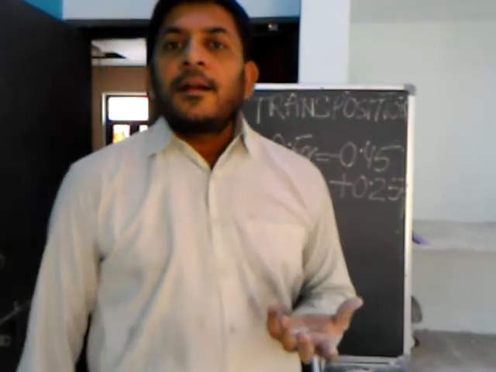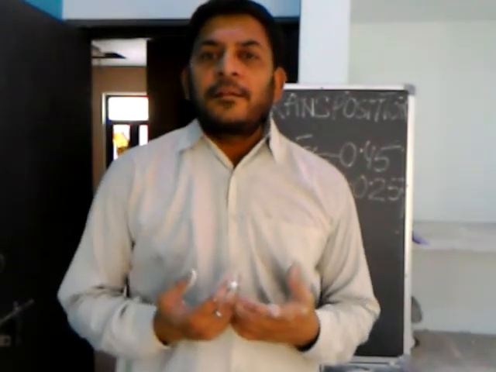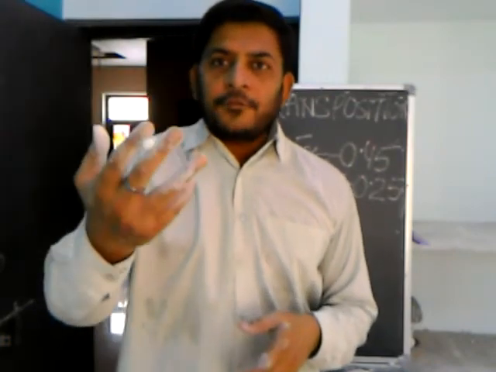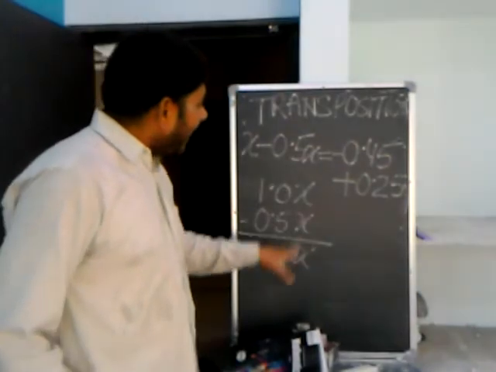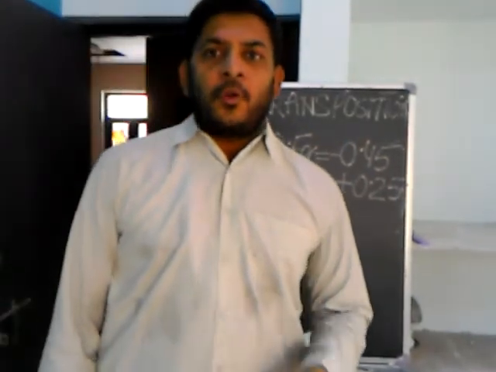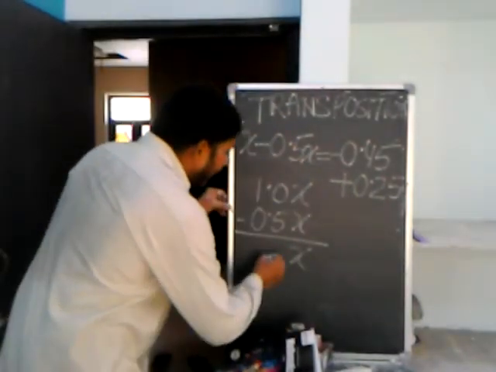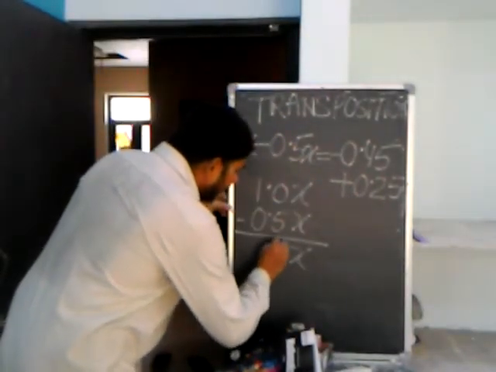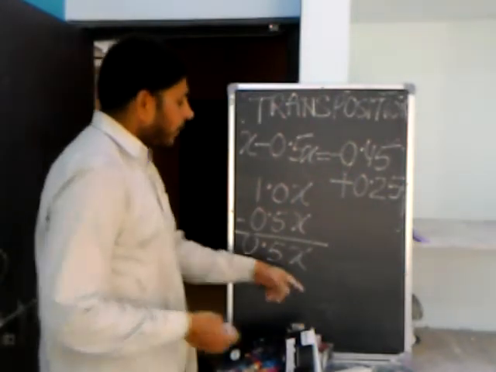Let us say I am having a chocolate, and I gave half to you. So still I am having half a chocolate, and this x is just like that chocolate or any other thing which I am going to share with you. So 10 minus 5 is equal to 5. Copy 0.5x.